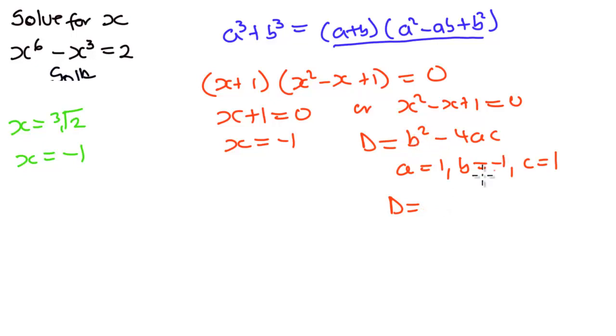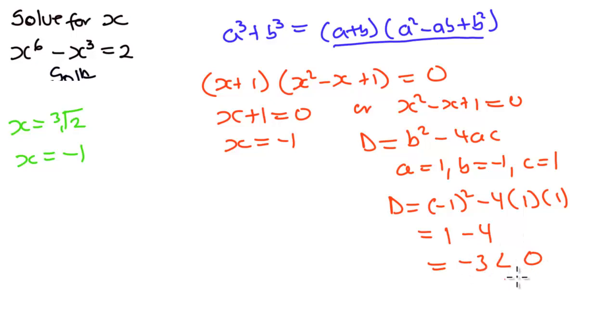We have b squared, and b is -1. So -1 squared minus 4 times ac, and a is 1, c is 1. So over here we are going to have -1 squared is 1, and then -4 times 1 is going to give us -4. And so we are going to have -3, which is less than 0. And since -3 is less than 0, it tells us that this quadratic equation over here has no real solution. And so we are going to also ignore this as part of our answers. And so our answer still remains these two.